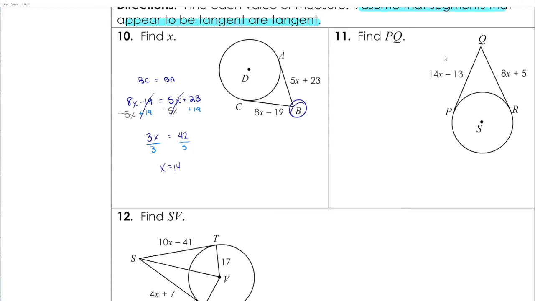And if we wanted to check our work, we could substitute that in. 8 times 14 is 112. 112 minus 19 is 93. Same thing, 5 times 14 is 70. 70 plus 23 is 93. So both lengths are 93.